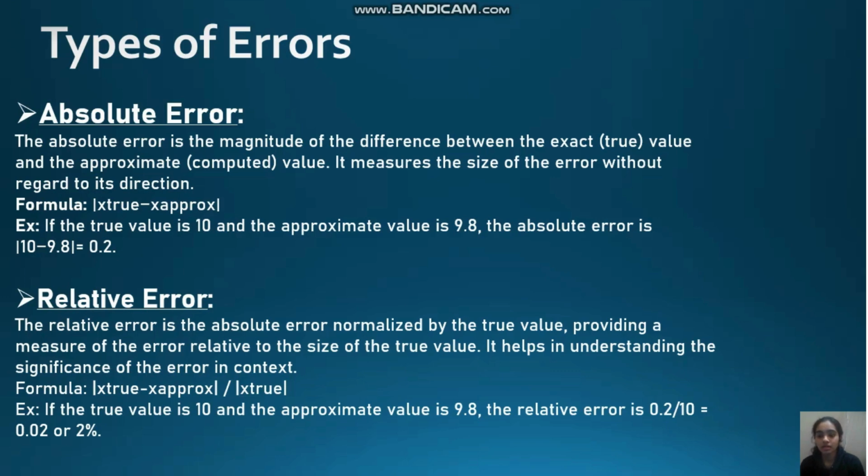The next error is relative error. The relative error is the absolute error normalized by the true value, providing a measure of the error relative to the size of the true value. It helps in understanding the significance of the error in context. For example, if true value is 10 and the approximate value is 9.8, the relative error is 0.2 by 10, which is equal to 0.02 or 2%.